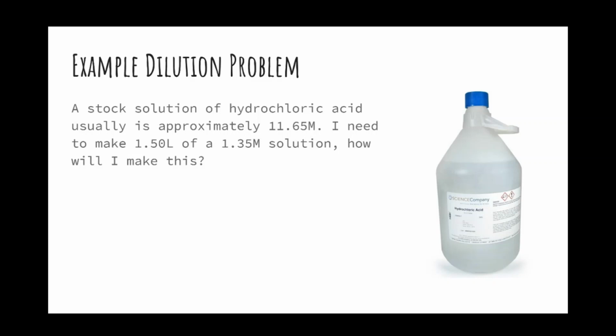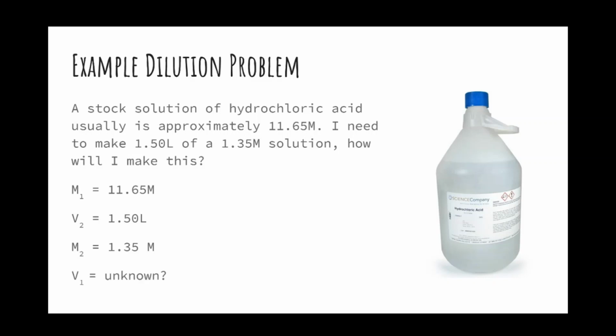The first thing we need to do is identify what each of our variables represents. What variable are we going to assign to these different numbers? M1, or our original molarity, is our stock solution molarity, and that is 11.65 molar. V2 is our next value, which is our 1.50 liter solution. We want to make a 1.5 liter solution of our new dilution. And our new dilution, M2, needs to be 1.35 molar.